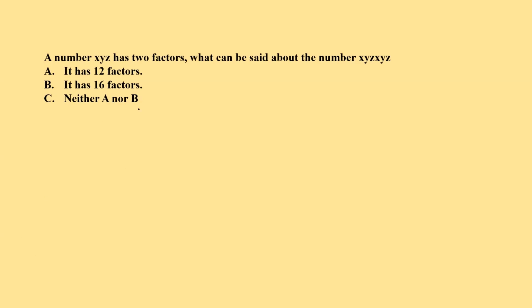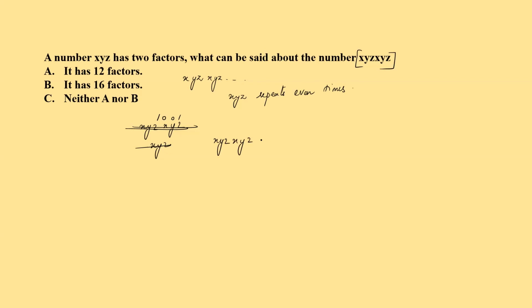Okay, let's go ahead with this particular problem. Whenever you get a number in the format XYZ, XYZ, where XYZ repeats an even number of times, remember to take this number and divide it by XYZ. XYZ goes in one time, then 0, 0, and again one time. So this number is always going to be a multiple of 1001. So I can write this number XYZ, XYZ as 1001 into XYZ.